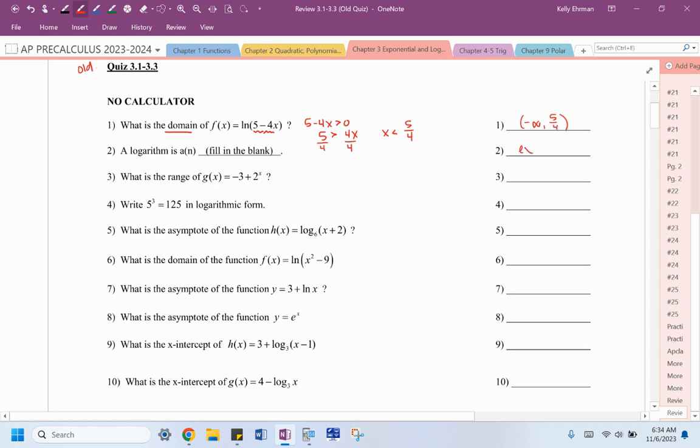A logarithm is an exponent. I've talked about that a few times in the notes. Every time we say a logarithm is equal to a number, remember the number represents the exponent.